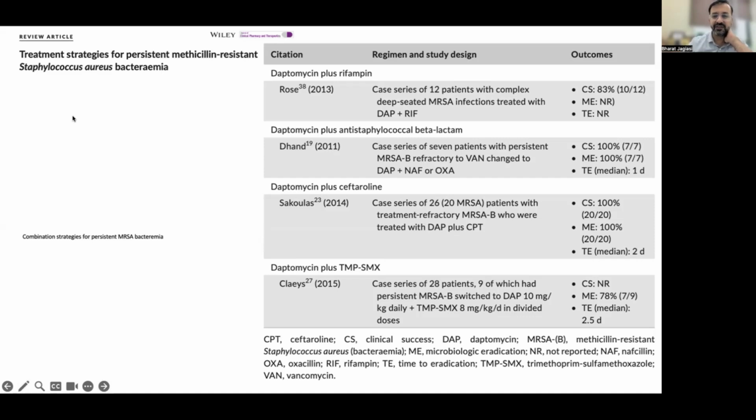Similar results are seen in other studies where daptomycin is also used along with ceftaroline, and daptomycin is also used with cotrimoxazole.